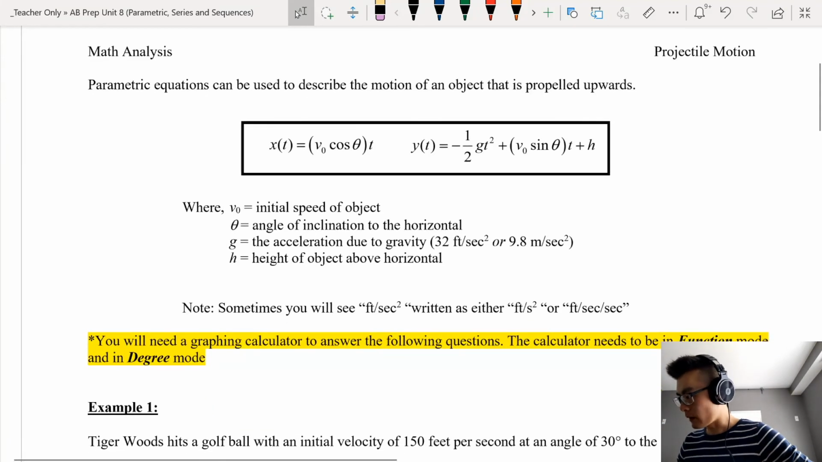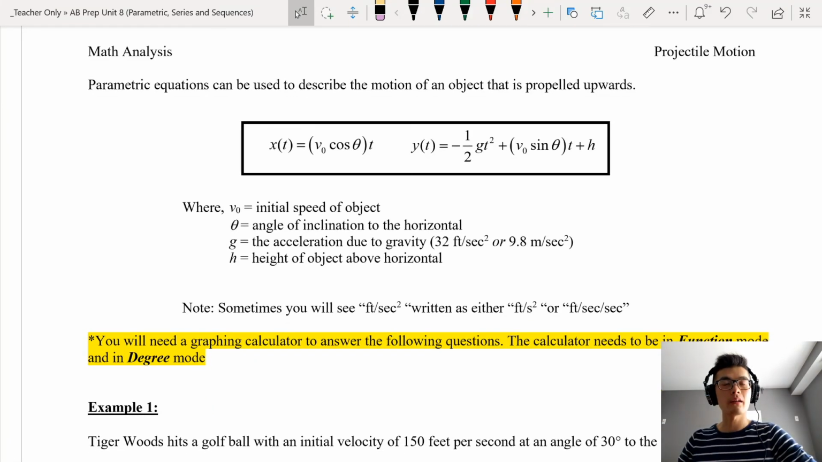So if you guys are familiar with the quadratic basics back in algebra 2 with how projectile motion works, like when you're throwing a ball or dropping a ball from a certain height or throwing it off a building at a certain trajectory, these are the equations you're going to be needing to use.